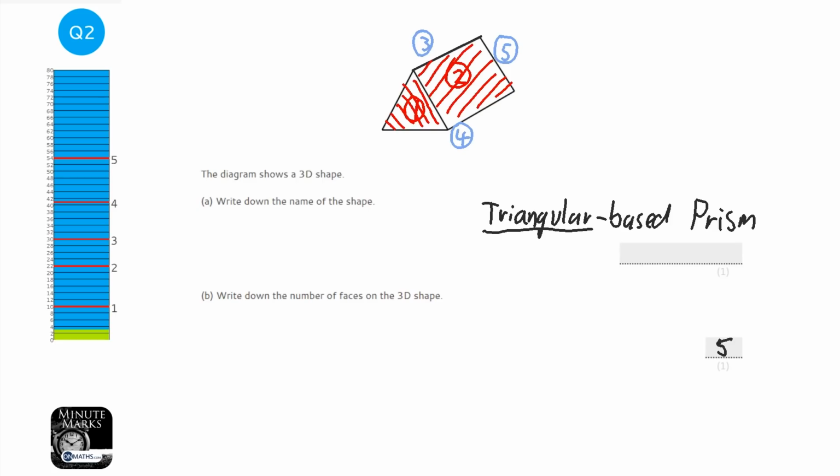Try and remember what a face is. A face is something you can lay your hand down flat on. An edge is something that you can run your finger along, so that's an edge there. And a vertex is something that if you put your finger on, it would be pointy. So there are going to be 6 vertices.